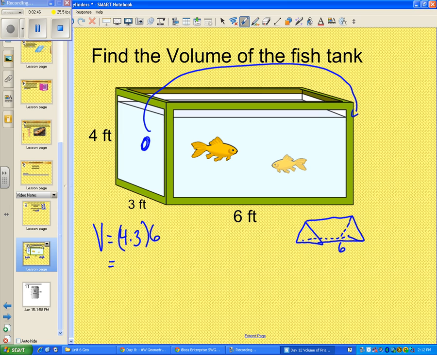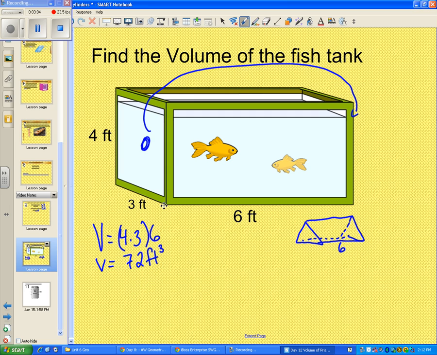which gives us a volume of 72. And now, since we're talking about multiplying 3 dimensions together, it's going to be feet times feet times feet, which we just put a little cube after them. So for volume, we're going to be dealing in feet cubed, where surface area we dealt with feet squared because we're talking about area.